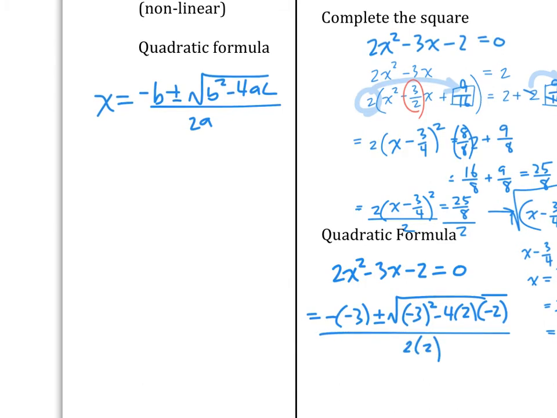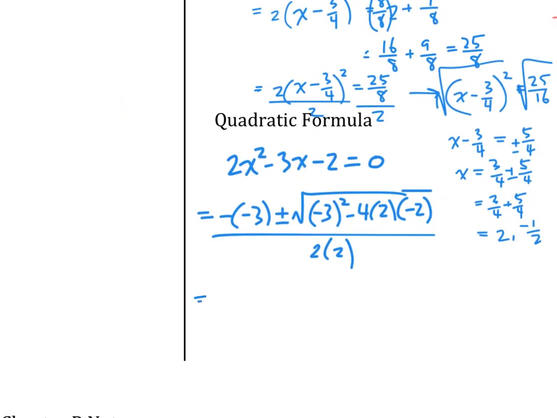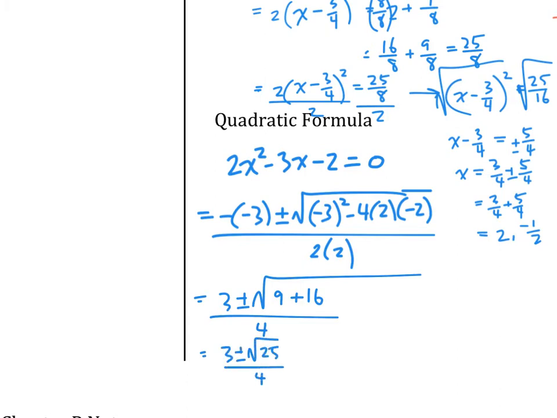All right, let's solve this. 3 plus minus the square root of 9 plus 4 times 2 times 2. So that's 16, all over 4. 3 plus minus the square root of 25 over 4. That is 3 plus minus 5 over 4. All right, 3 plus 5 is 8 over 4, which is 2. 3 minus 5 is negative 2 over 4, which is negative 1/2.